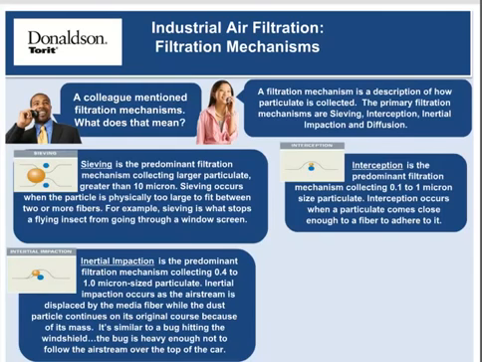Inertial impaction is a predominant filtration mechanism collecting 0.4 to 1 micron sized particulate. Inertial impaction occurs as the airstream is displaced by the media fiber when the dust particle continues on its original course because of its mass. It's similar to a bug hitting the windshield. The bug is heavy enough not to follow the airstream over the top of the car.